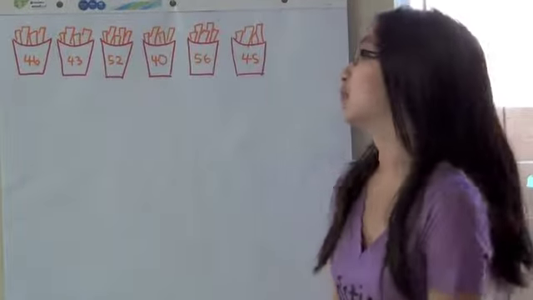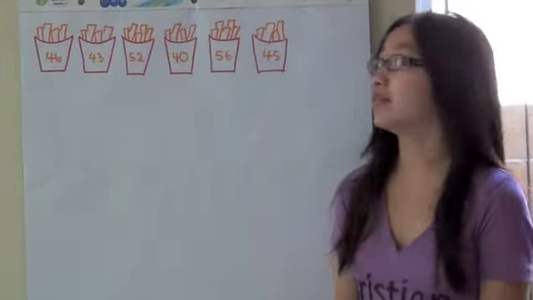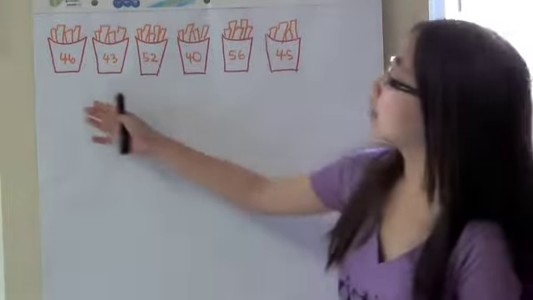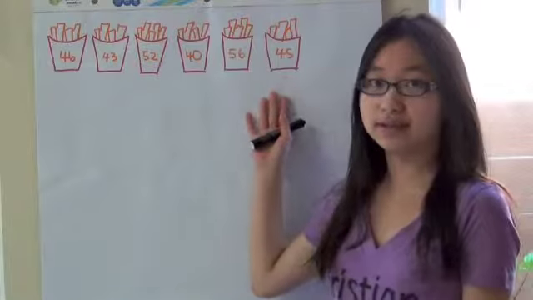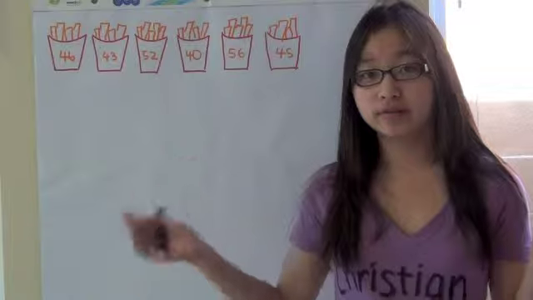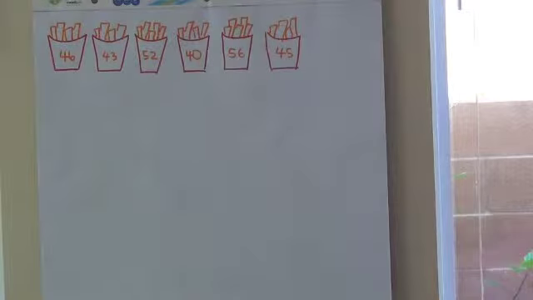So in this average problem, we're asked to find how many fries each person would get if the total number of fries were shared equally. As you see, every single person has a different number of fries. For every person to get the same number of fries, you have to add up all of the fries you have and divide it by the number of people you have. So let's do that.